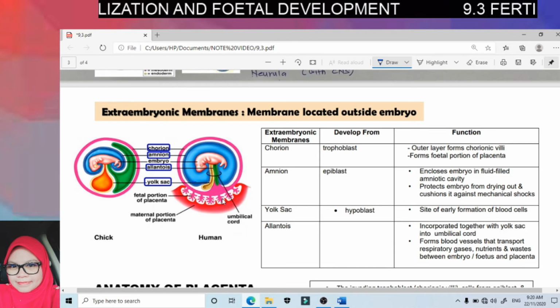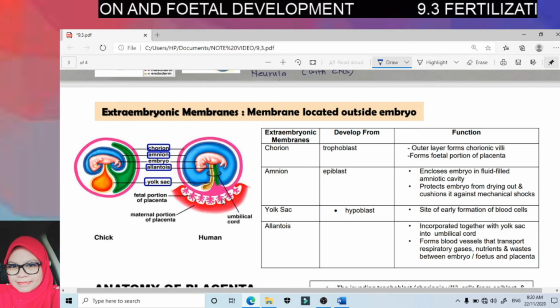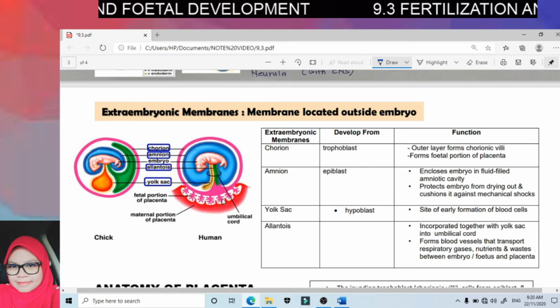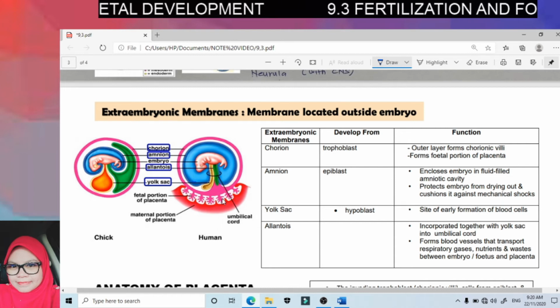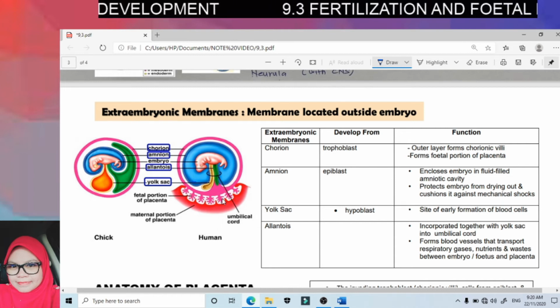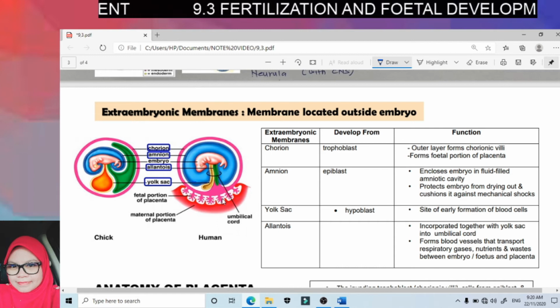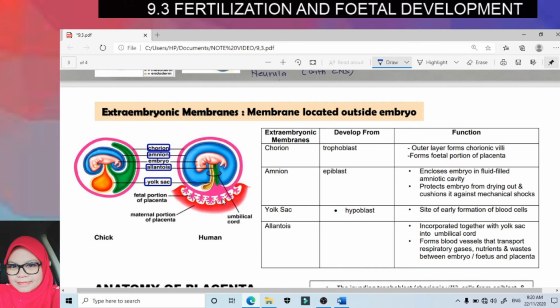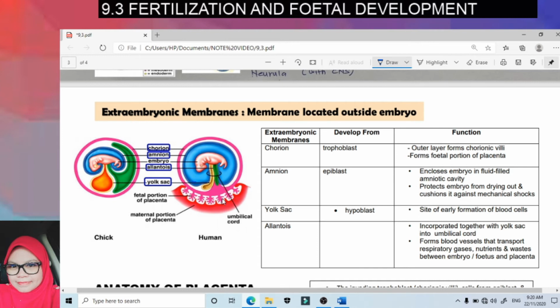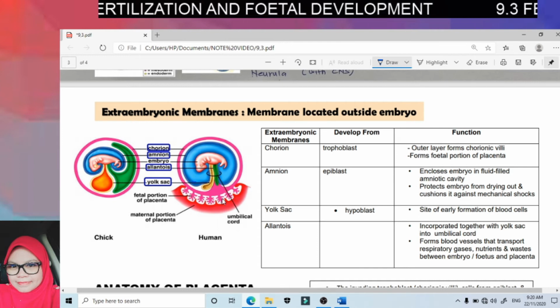Okay, and then the yolk sac. This is the yolk sac. It is developed from the hypoblast of the inner cell mass. And the function is the site of early formation of blood cells.